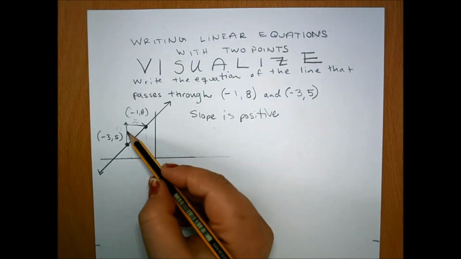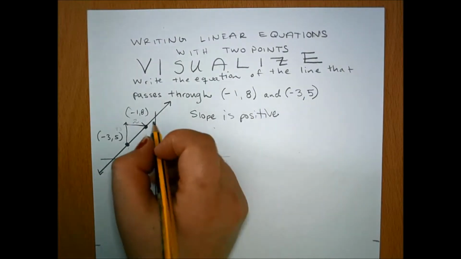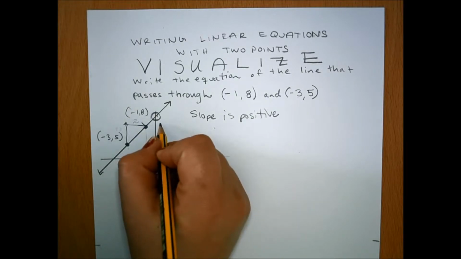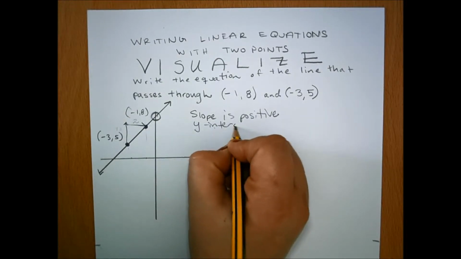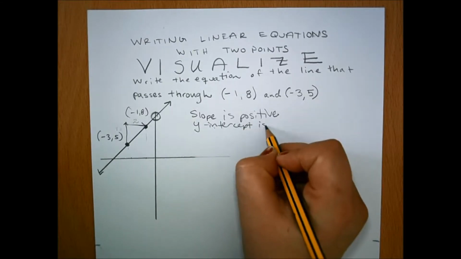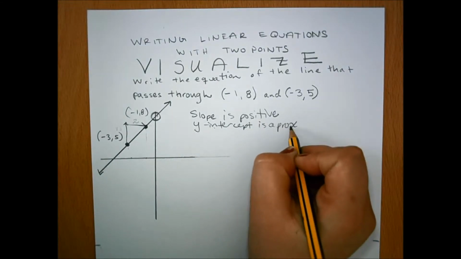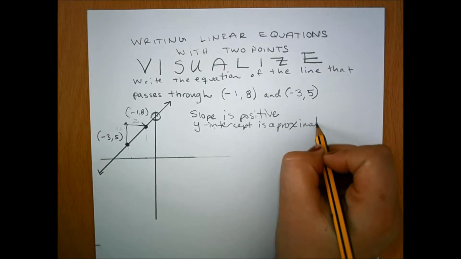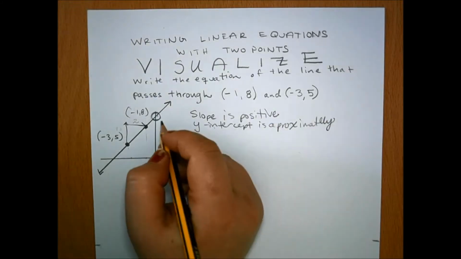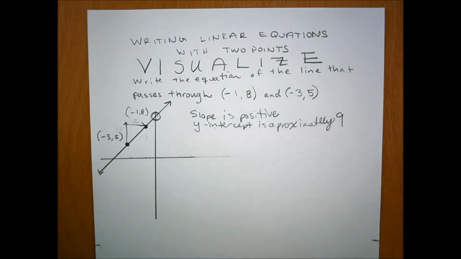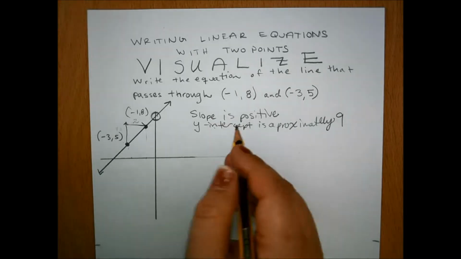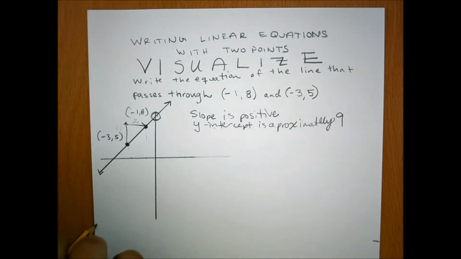Next, we're going to look at an estimate of the y-intercept. This is an estimate. The y-intercept is approximately 9. In class, Sasha guessed 9, so we're going to go with that too, like what we did in class. Now we're actually going to start on the algebra.